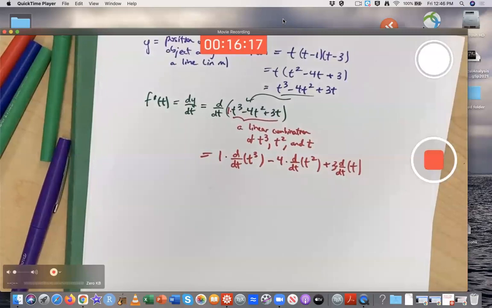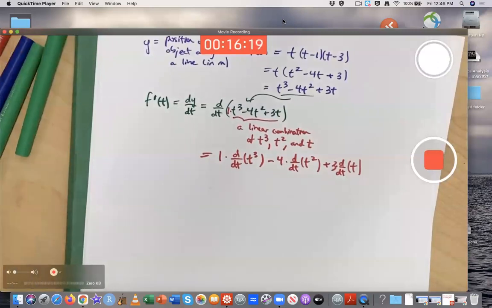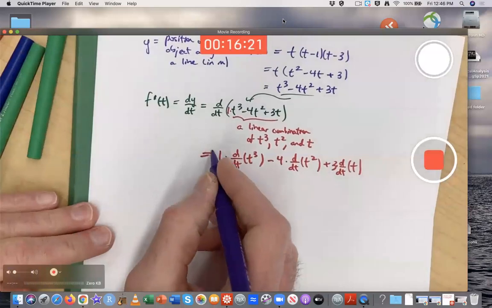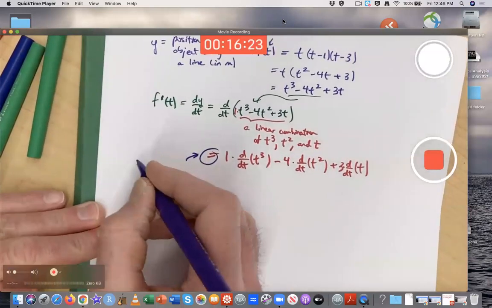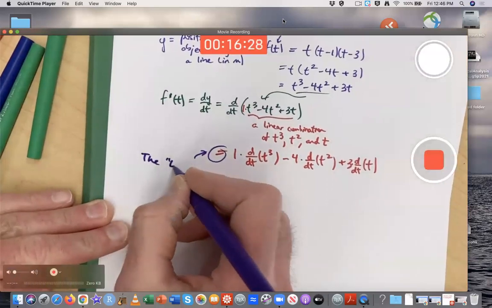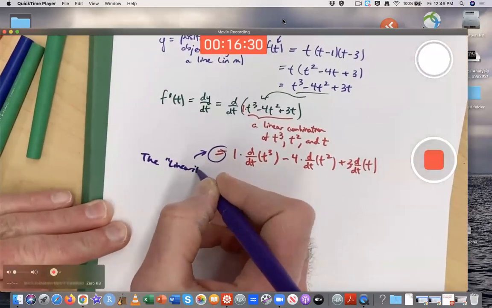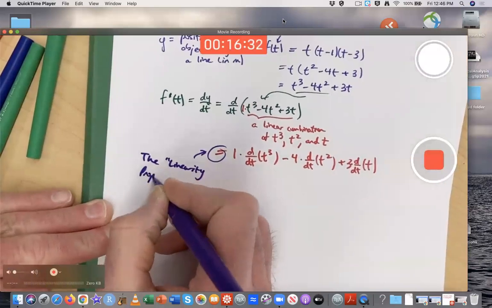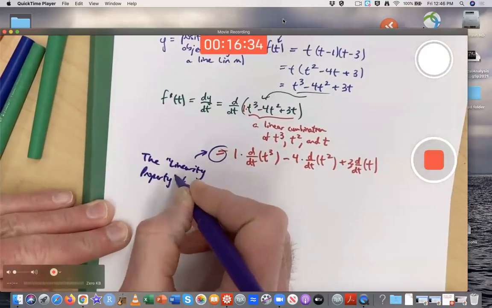That is a fundamental property of derivatives. I always call this the linearity property. That's my name for it. It's a name other people use as well, but maybe not everybody. The linearity property of derivatives.